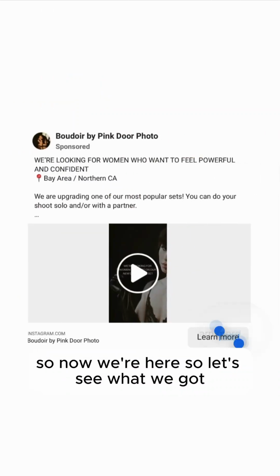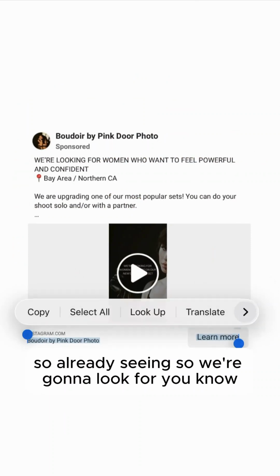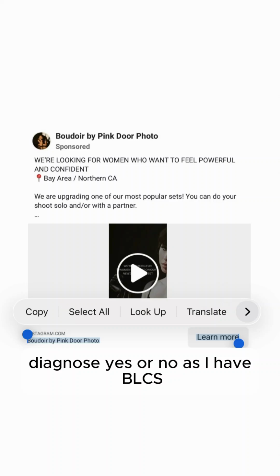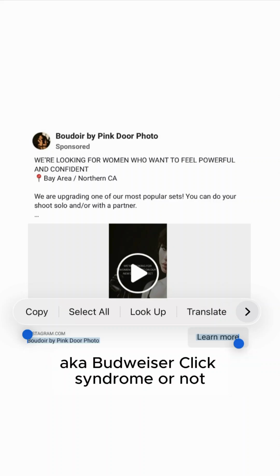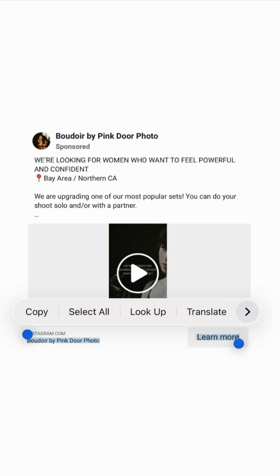So now we're here. So let's see what we got. We're going to diagnose, yes or no, does it have BLCS, aka boudoir low click syndrome or not? So do I believe its unique CTR is under 6% or not? Under 6%, yes or no?